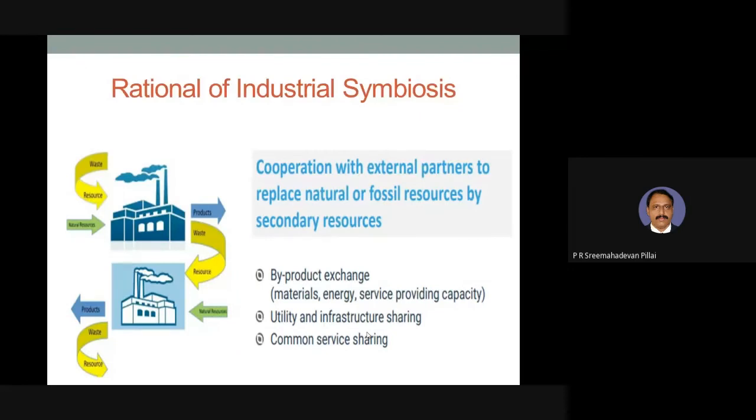So what is the rationale of symbiosis? Cooperation with some partners so that natural resources can be reduced. That's all. You can reduce the natural resources by exchange, by sharing, by coexistence. That is the rationale of industrial symbiosis.